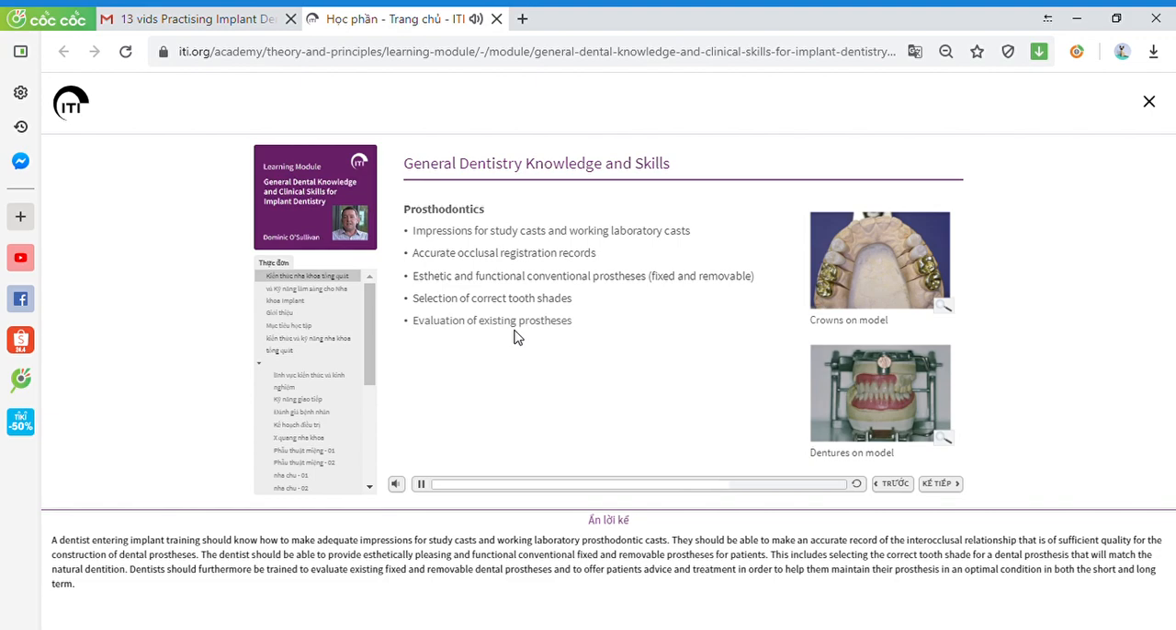Dentists should furthermore be trained to evaluate existing fixed and removable dental prostheses and to offer patients advice and treatment in order to help them maintain their prosthesis in an optimal condition in both the short and long term.